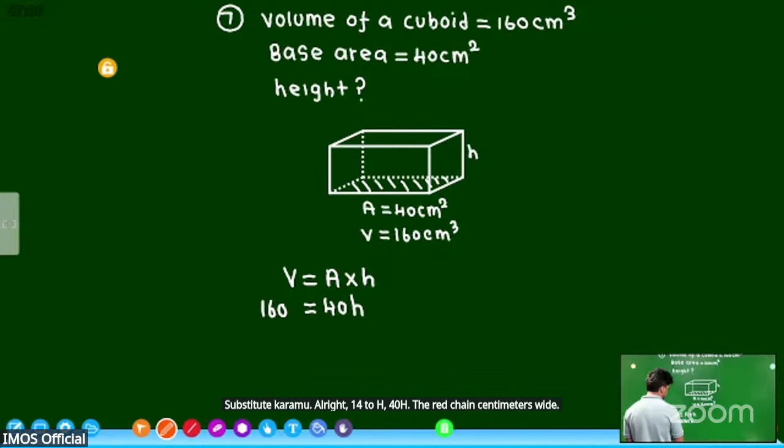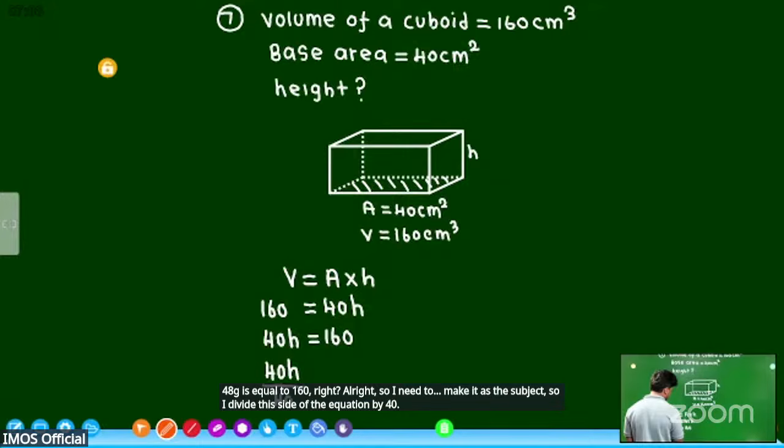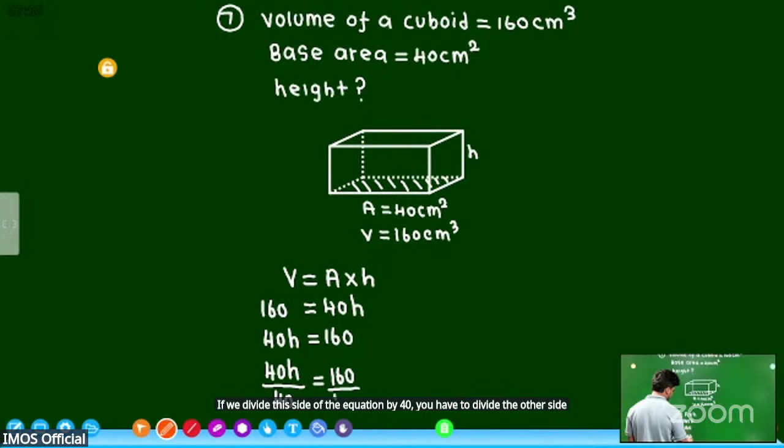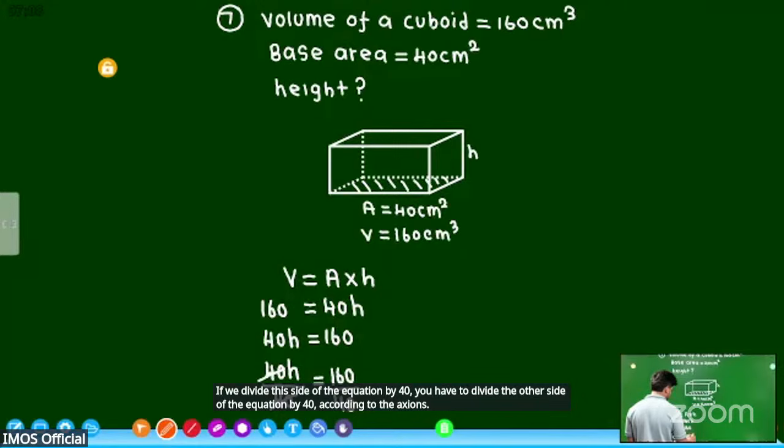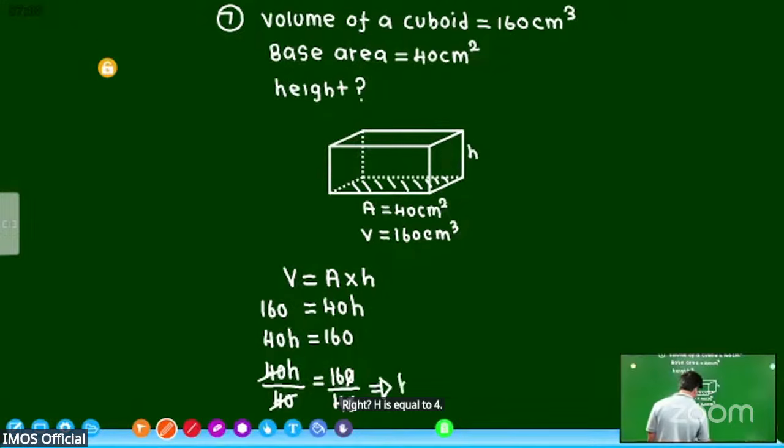Then 160 equal to 40h. So I can write that as 40h is equal to 160, right? So I need to make h as the subject. So I divide this side of the equation by 40. If you divide this side of the equation by 40, you have to divide the other side of the equation by 40 according to the axioms. Right? H is equal to 4. 160 over 40 is 4. Answer comes in centimeter.